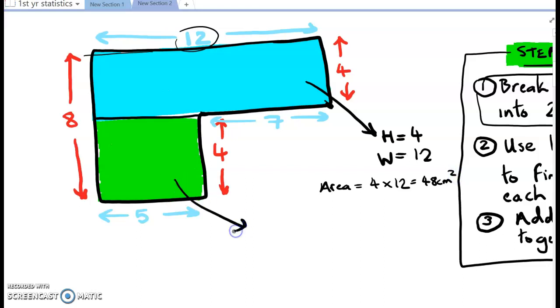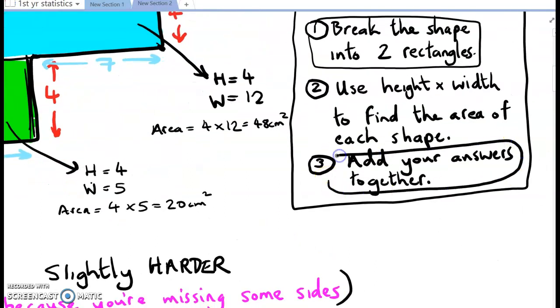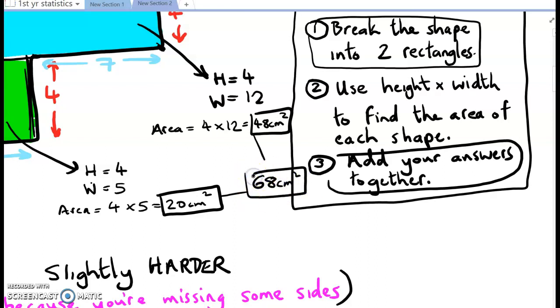Now let's do the green one. The height is not 8. 8 is all of that. We just want the height of the green bit, which is 4. And the width is 5. So the area is height multiplied by width, which is 20 centimeters squared. And remember what you do for the final step? We add our answers together. So we get this and we get this, and we add them together, and our answer is 68 centimeters squared. And there's the answer for that question.